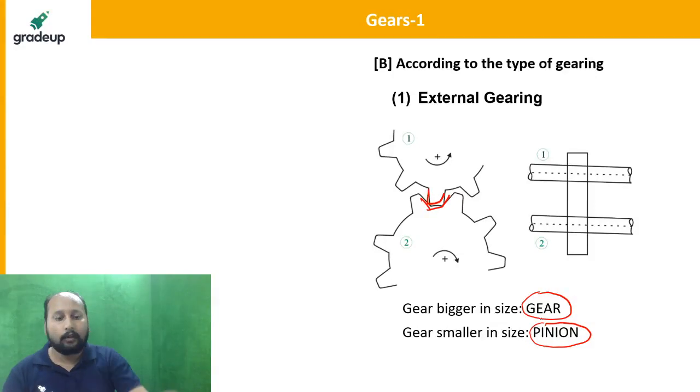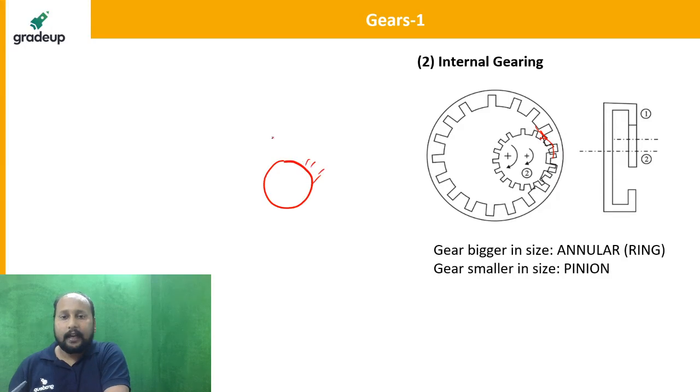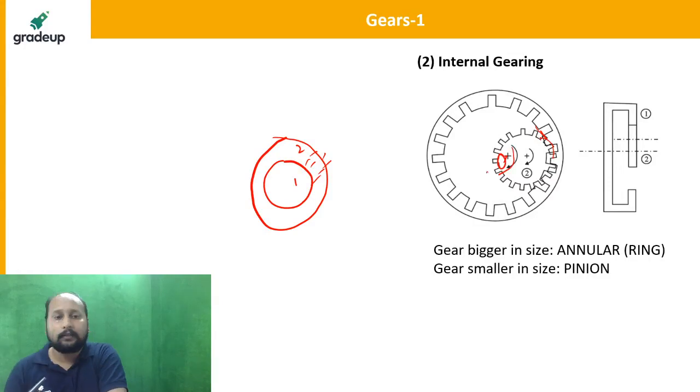No doubt. Fine. Internal gearing, very basic. One of the gears will have external teeth and the other gear will have internal teeth. Let us suppose this is your gear, these are your teeth, and we have an internal gear like this. So it will be transmitting power from gear 1 to gear 2. This is your gear 1, this is your gear 2, and there is a transmission of power between the two gears.